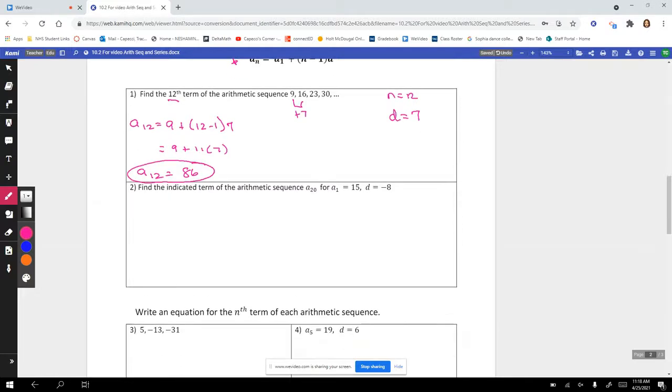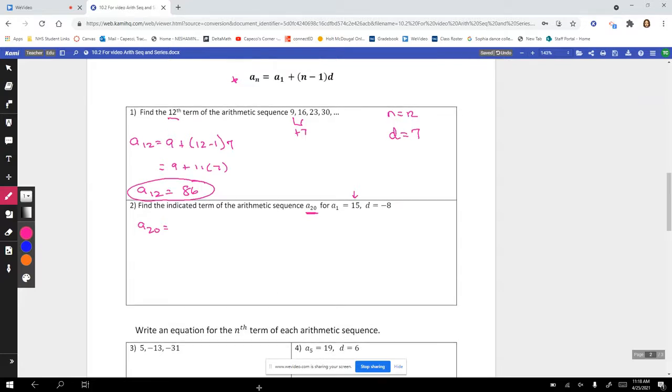Okay? Now, we can look at the data a little bit differently depending on what information we're given. So we want the indicated term, which in this case is a sub 20, is equal to, now our first term is 15. They tell us that, right? So again, I'm using that formula up top. That gives me 15 plus the number of terms is 20, so I have 20 minus 1. And they tell me right here that I'm going to subtract 8 every time. So that gives me 15 plus 19 times negative 8. So in the end, this is 15 minus 152. So my 20th term would be negative 137.